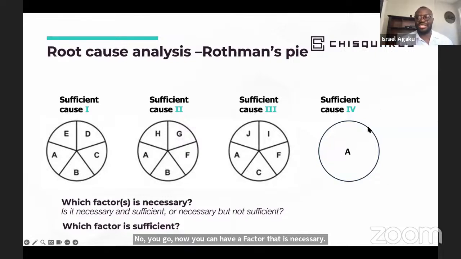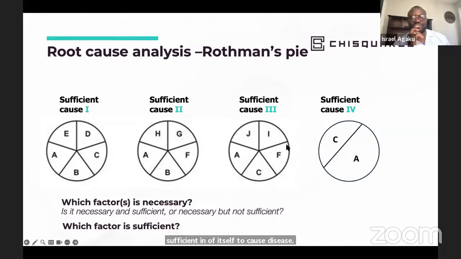Now you can have a factor that is necessary but not sufficient. Remember, for it to be sufficient, that means that in and of itself, it can cause the disease. Now, if you look at this sufficient cause 4, A is alone by itself, and A is still sufficient to cause the disease. So in this case, we say that A is both necessary and sufficient, right? So A is a necessary factor and it's also sufficient in and of itself to cause disease. I hope that makes sense. Now, let's go to this next question here. Which factor is necessary in this case now?